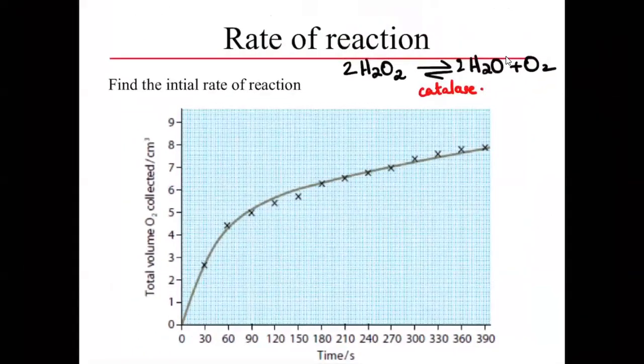Do you understand this? If I want to calculate the performance of catalase, it will be best visible in the first 30 seconds, because that's the time when we have maximum substrate and maximum active sites available. After that, the gradient starts decreasing because substrate is being converted into product. So from 30 seconds till 390 seconds, it won't give me an accurate representation of the rate. Is this understandable? Yes, Miss. Okay.